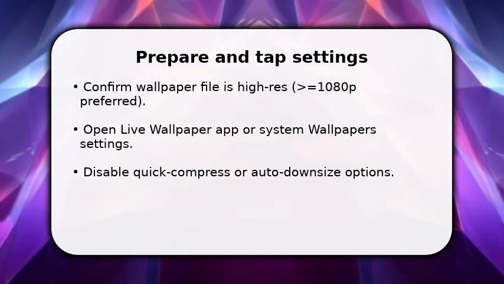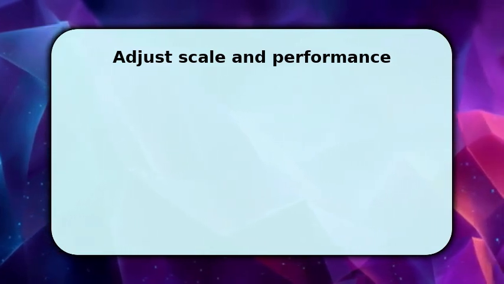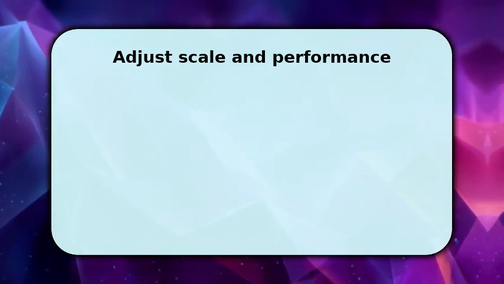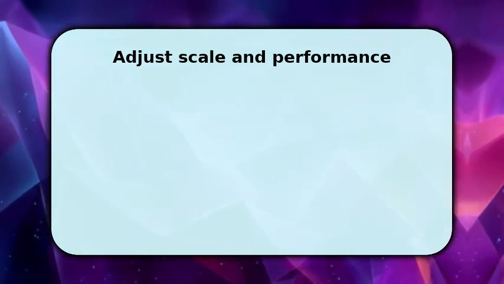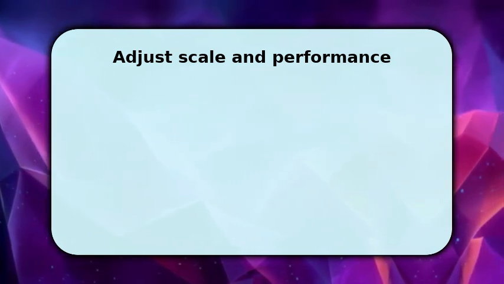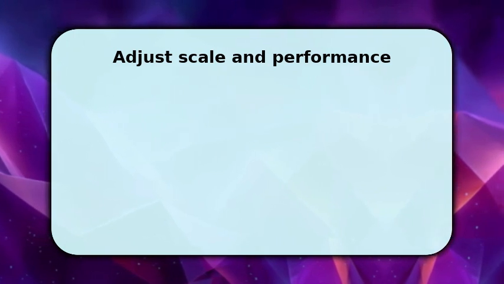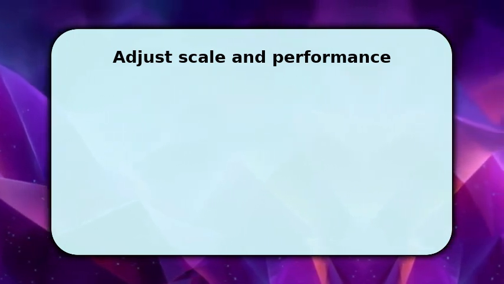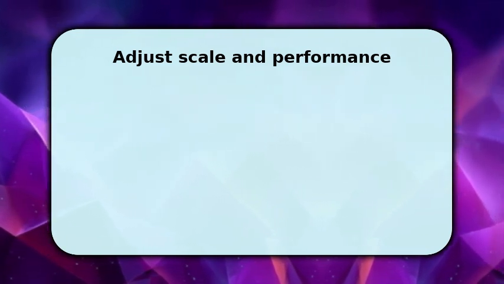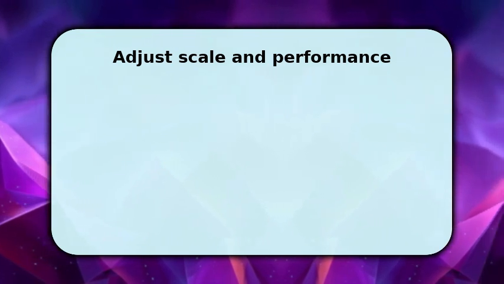Next, you refine how the wallpaper is rendered. Set scaling to 100% or choose Fit to Screen instead of stretching, because stretching creates blur. Then check animation options and turn off excessive smoothing or frame blending that can smear details. You want crisp frames. Make sure the app uses GPU rendering or a high-performance mode so frames are drawn cleanly. Once these are set, preview the live wallpaper and look closely for sharp edges and proper aspect ratio.